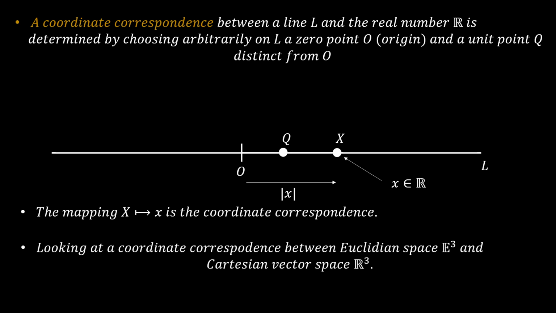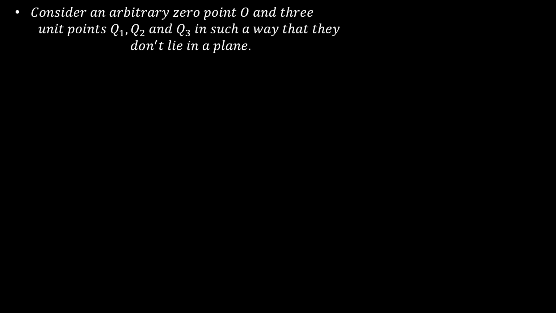Right? Looking at a coordinate correspondence between the Euclidean space. The Euclidean space is a three-dimensional space that we are so familiar with, and a Cartesian vector space, R to the 3, is also one of those things that we are probably familiar with. The problem of relating a point in the Euclidean space to the three-dimensional Cartesian vector space. First, we have to consider an arbitrary 0 point in the Euclidean space.